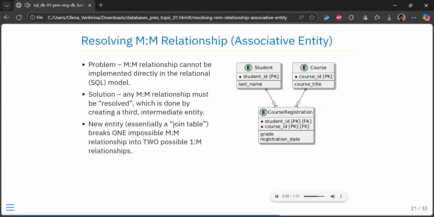This intermediate table, registration, now stores all facts. Each row in it is simply two identifiers, student ID and course ID, which essentially means student 5 is registered for course 10. Student 5 is also registered for course 12. This is a clean, efficient, and the only correct way to implement M:N relationships in a relational model.